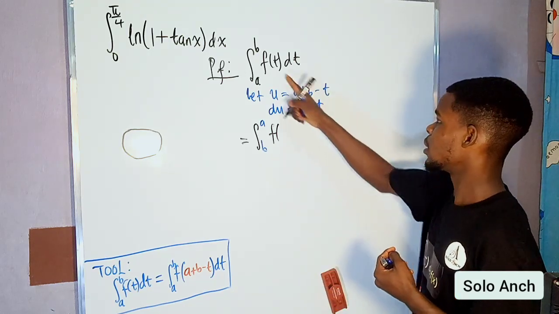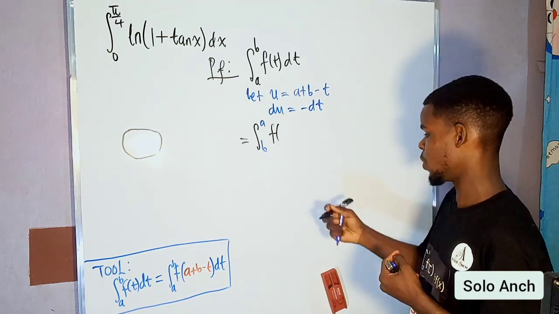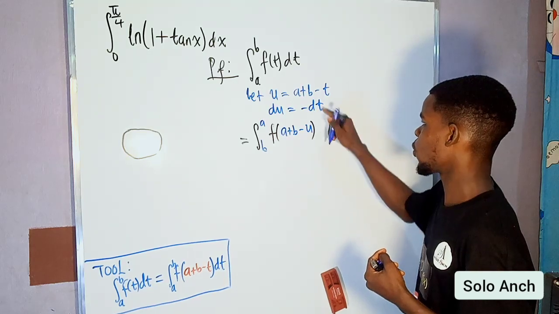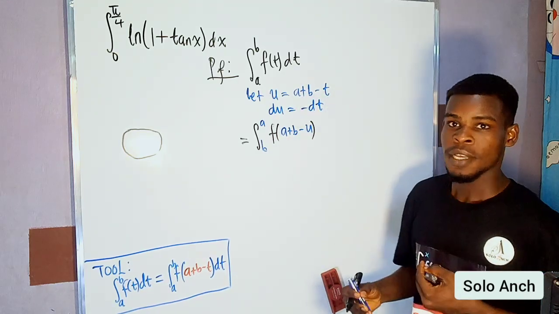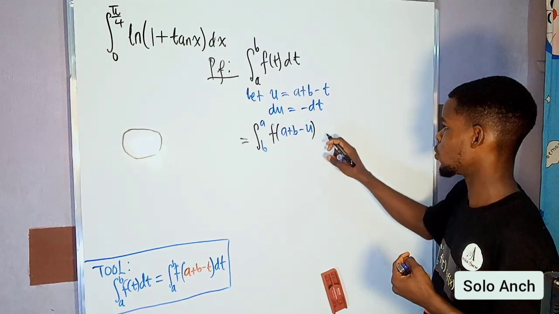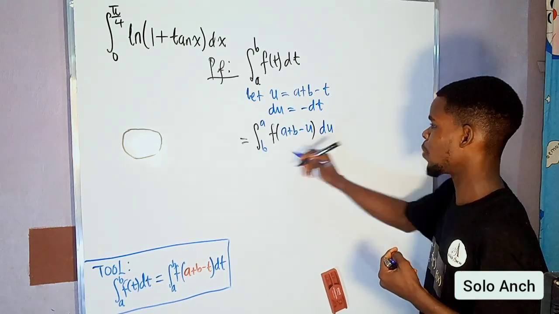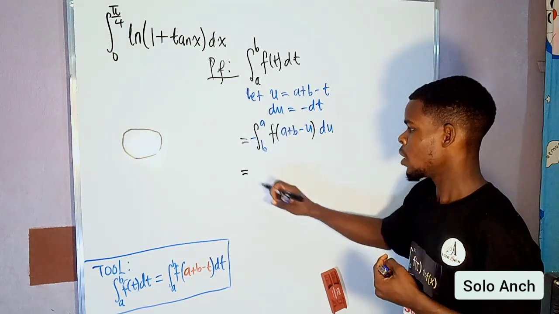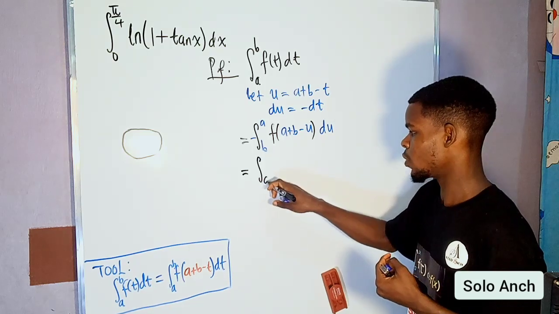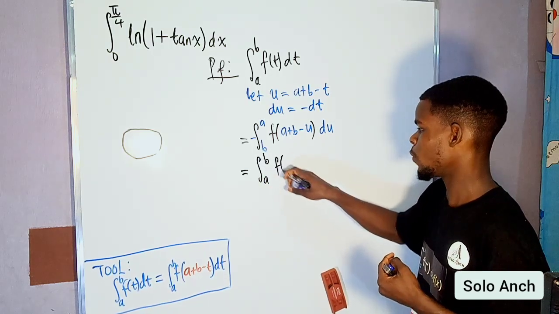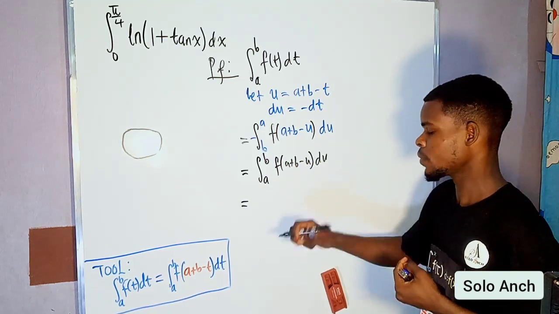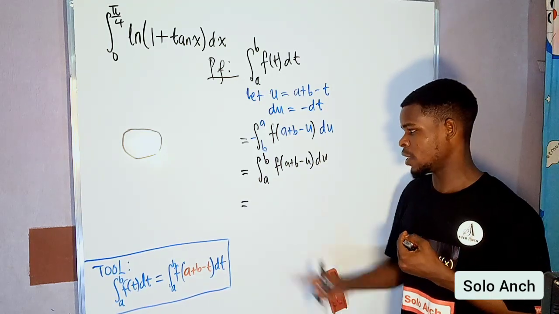Notice that t is the same thing as a plus b minus u, by solving for u using this equation. So I'm going to rewrite that as a plus b minus u. The dt becomes negative du by this equation, so let me put the du right here. Maybe I can put the negative sign out front. We're going to use this negative sign to switch the bounds of integration. That will be the integral from a to b of f of a plus b minus u, and the du is right here.